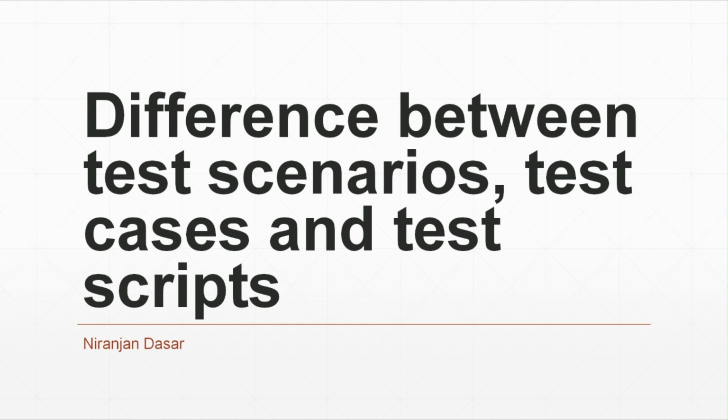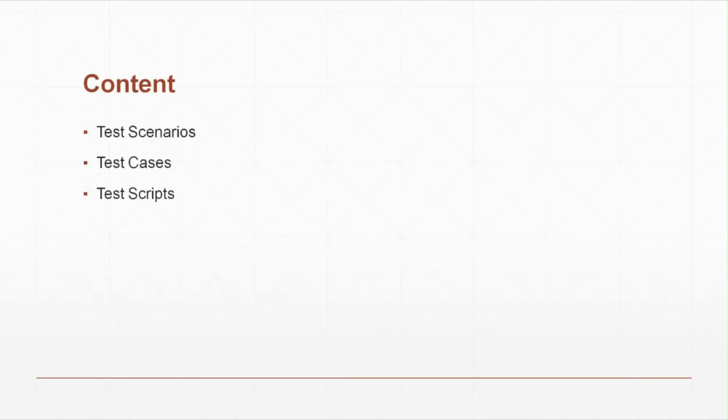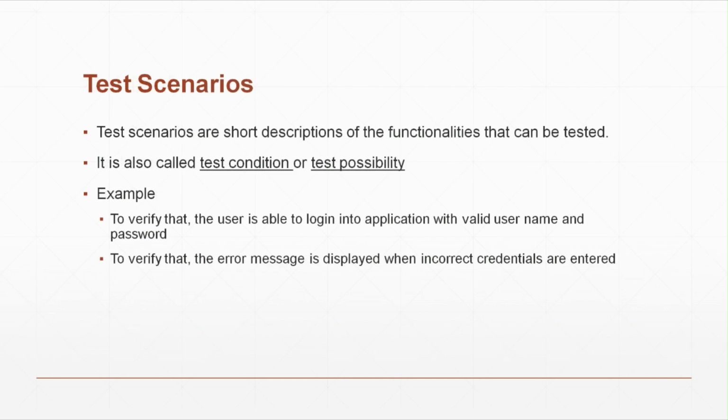In this tutorial, we are going to discuss the difference between test scenarios, test cases, and test scripts. First one is test scenarios. Test scenarios are short descriptions of the functionalities that can be tested. Test scenarios are also called test condition or test possibility. When the testing team receives the requirement, they need to write all the possible conditions that can be tested.